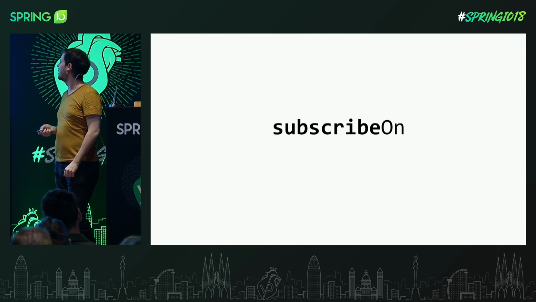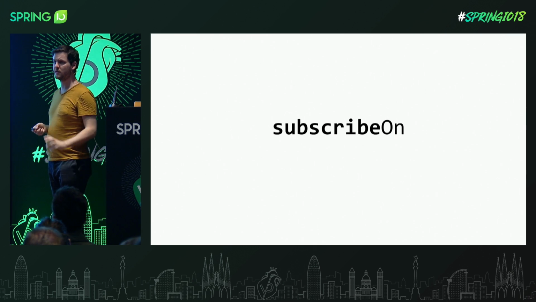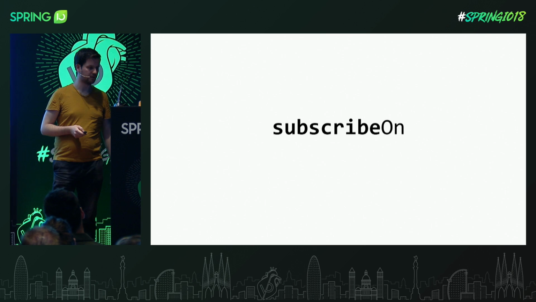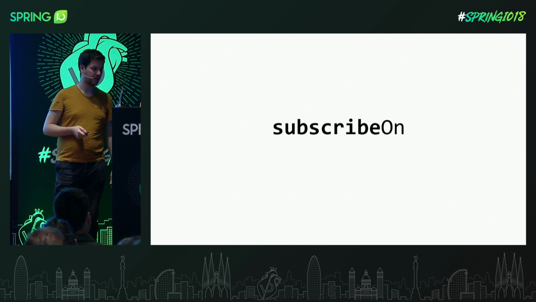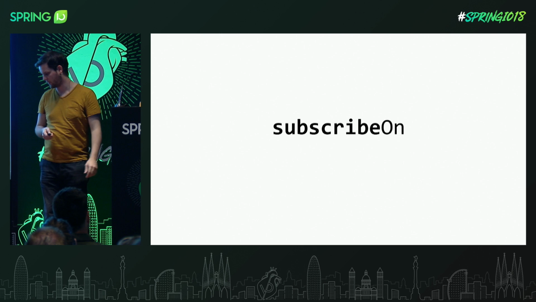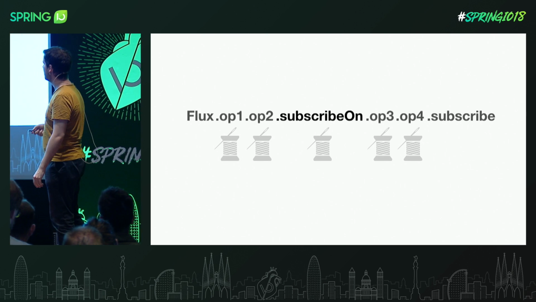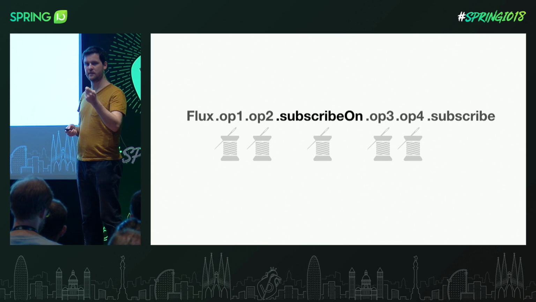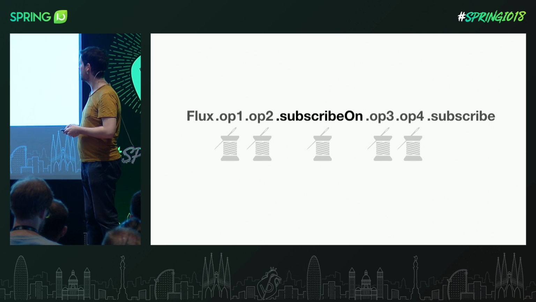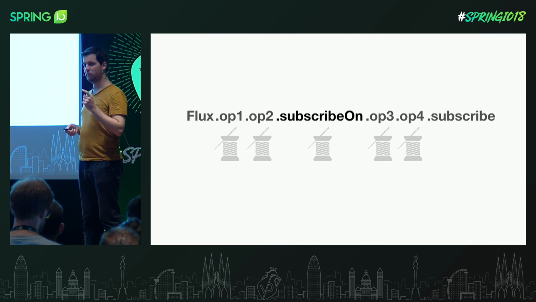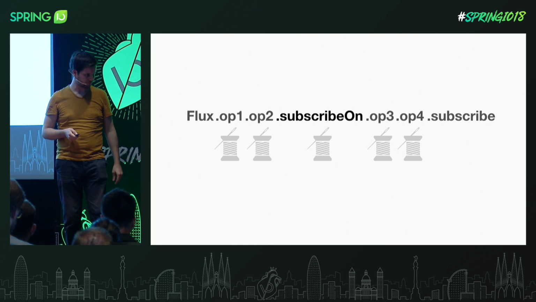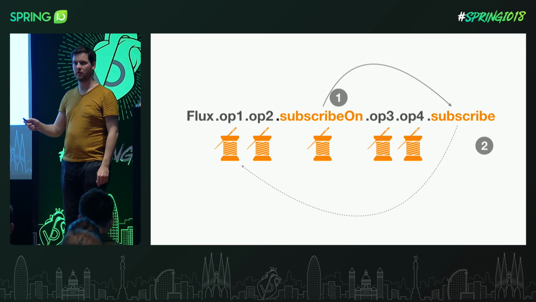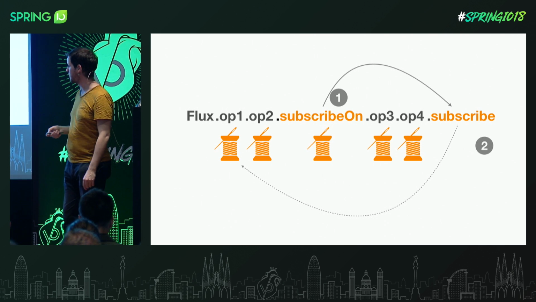There's another one, subscribe on, which is a bit different. So it's a bit harder to understand at first, but introducing publish on first makes sense in that case, because subscribe on, you could use it at the same place in your chain of operators, but it would have a different effect. Let me show you. So now it looks like this. It's all orange threads. So what happens?